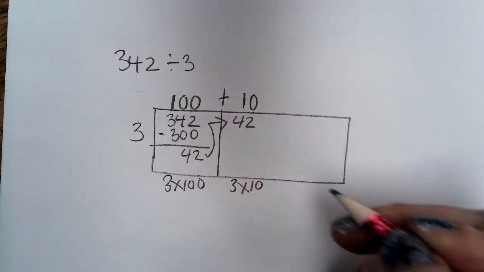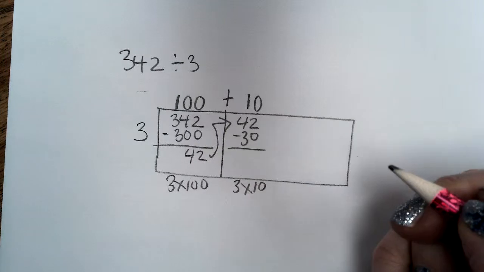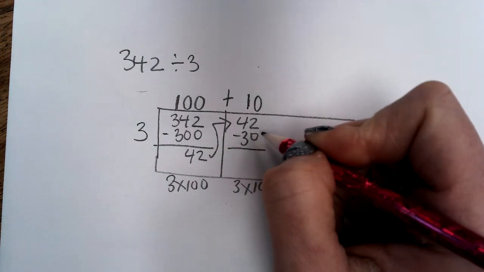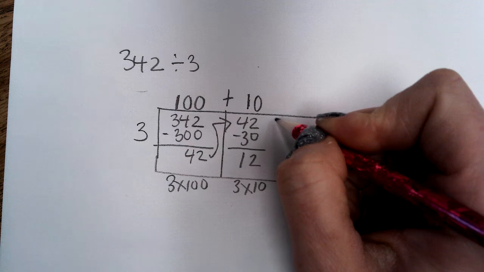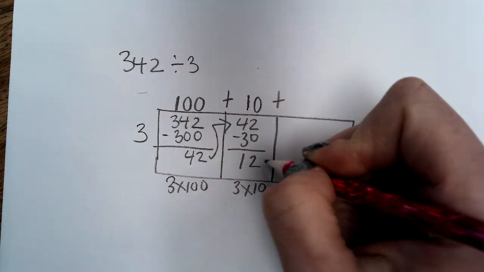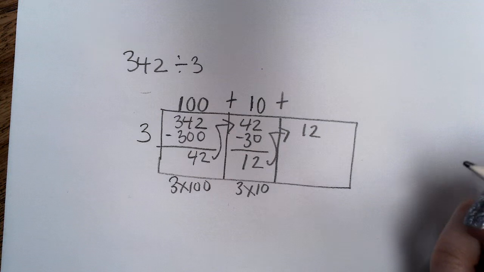So 3 times 10 is 30. And again, we subtract. 42 minus 30 is 12. You block that off, and we repeat.